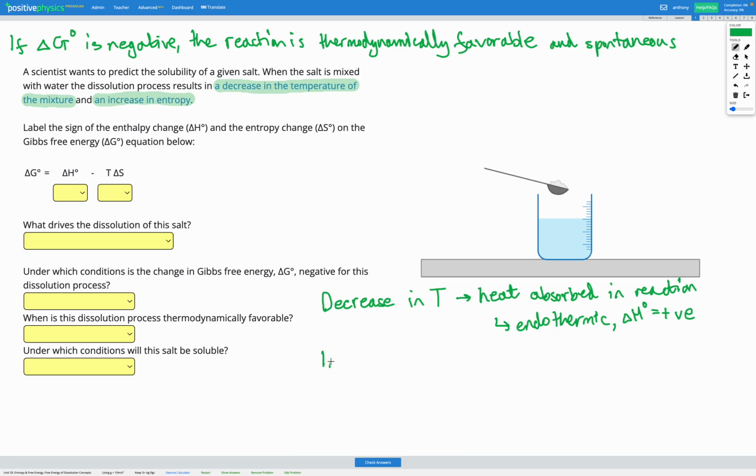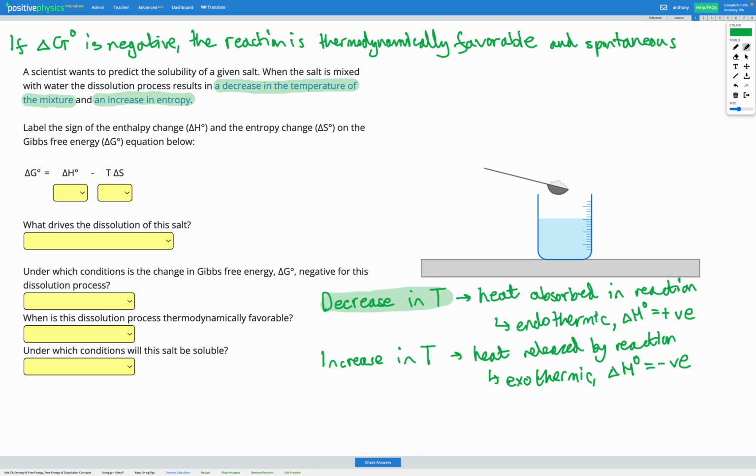On the other hand, if we had an increase in the temperature during dissolving, that would mean that heat had been released by the reaction. In other words, that would be an exothermic reaction, and the delta H would be negative. So in this question, since we had a decrease in temperature, that's telling us we had heat absorbed, meaning an endothermic reaction. In other words, delta H naught is positive. So we can fill that part in here.